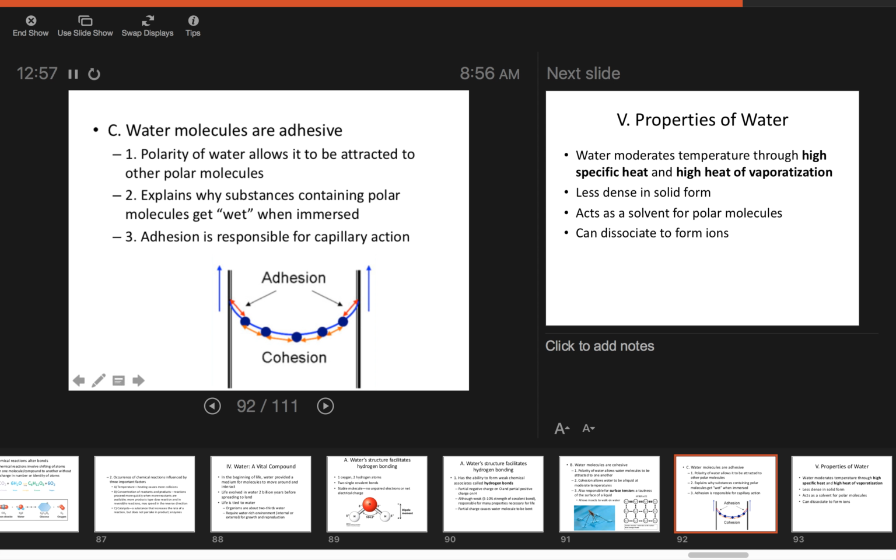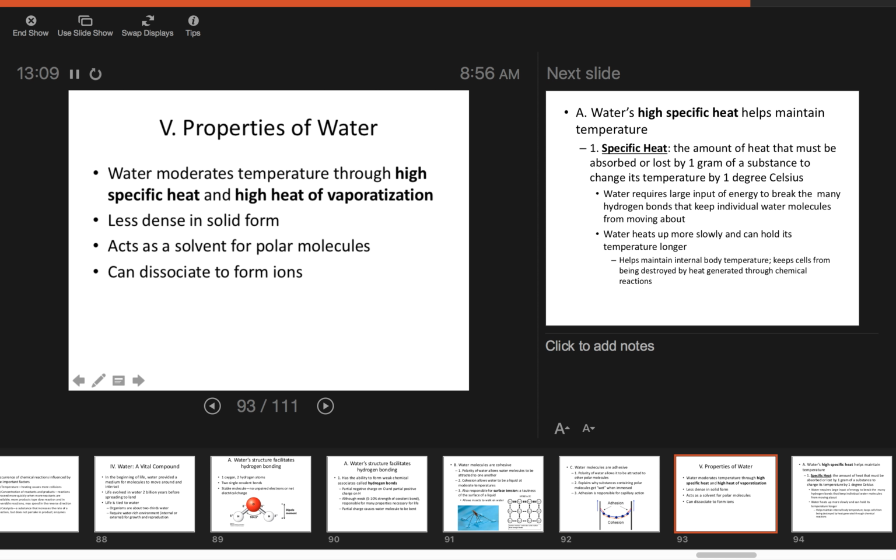Cohesion and adhesion are really important for plants. This is how plants move water through their vascular system, all because of capillary action and cohesion. Okay, another property of water is that it has high specific heat values as well as high heat of evaporation.